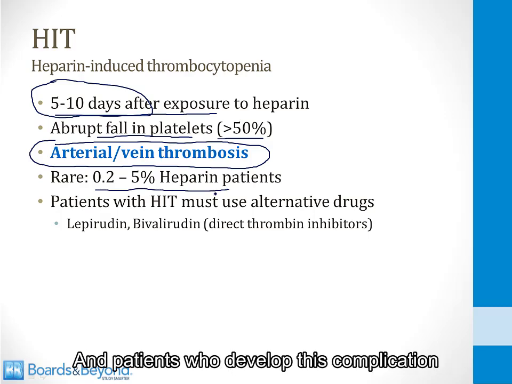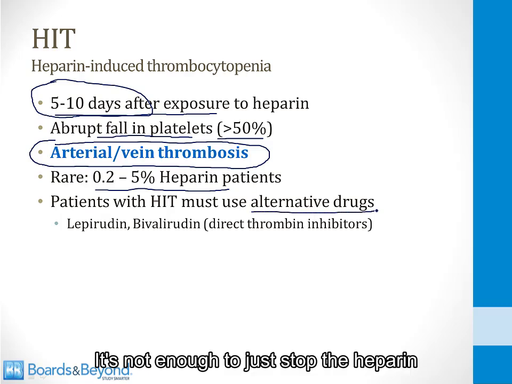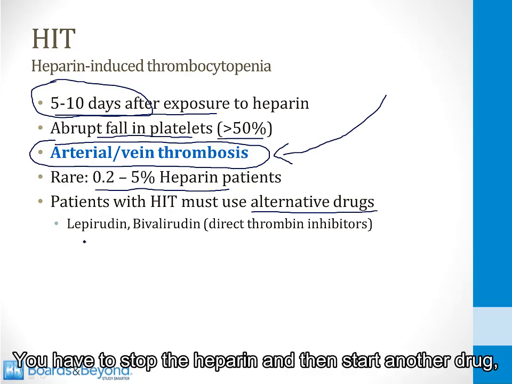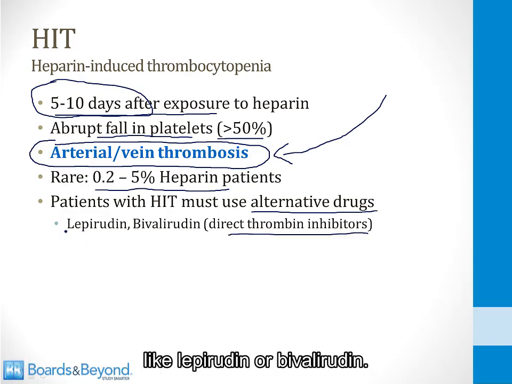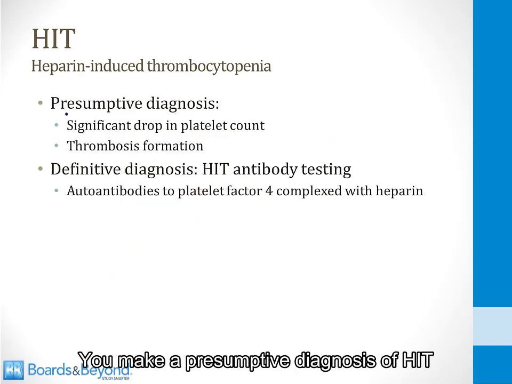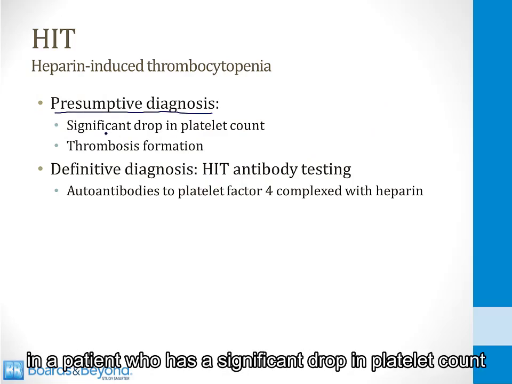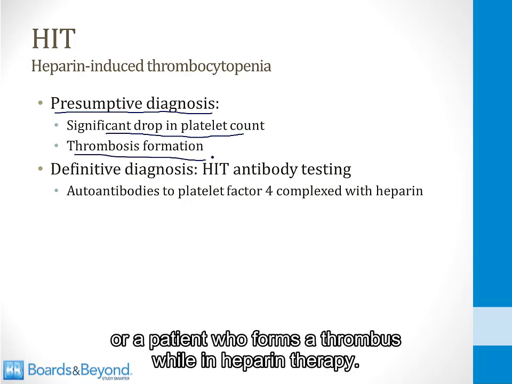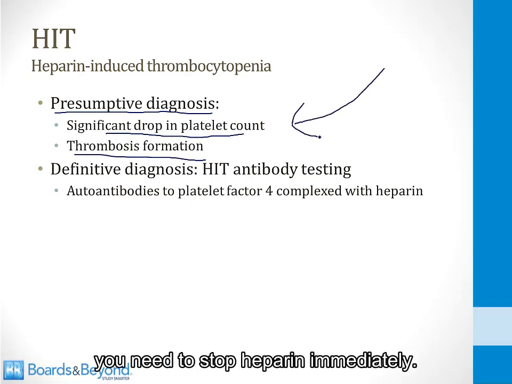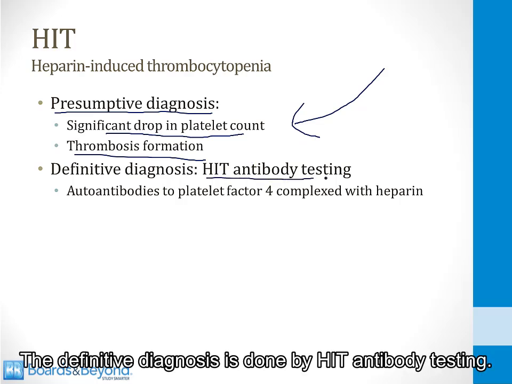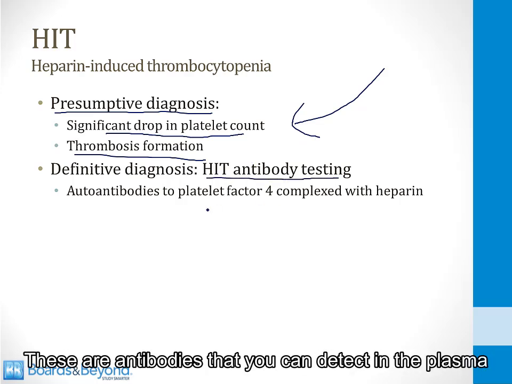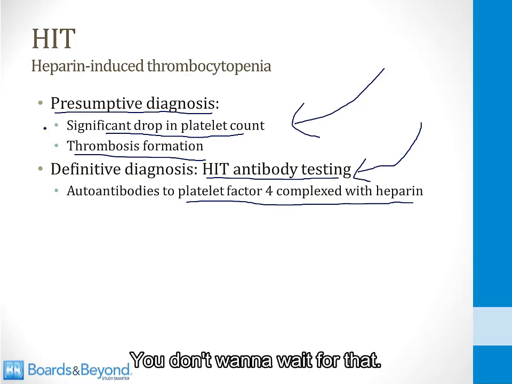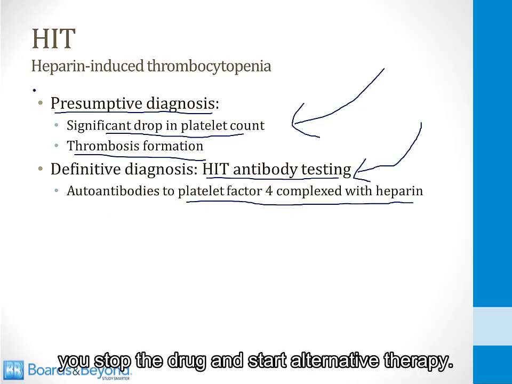And patients who develop this complication must be treated with alternative drugs. It's not enough to just stop the heparin because these patients are hypercoagulable. You have to stop the heparin and then start another drug, usually a direct thrombin inhibitor like lepirudin or bivalirudin. You make a presumptive diagnosis of HIT in a patient who has a significant drop in platelet count while they're receiving heparin therapy, or a patient who forms a thrombus while on heparin therapy. And once you suspect the diagnosis, you need to stop heparin immediately. The definitive diagnosis is done by HIT antibody testing. These are antibodies that you can detect in the plasma to platelet factor 4 complexed with heparin. This testing takes a few days to come back. You don't want to wait for that. If you think a patient might have HIT, you stop the drug and start alternative therapy.